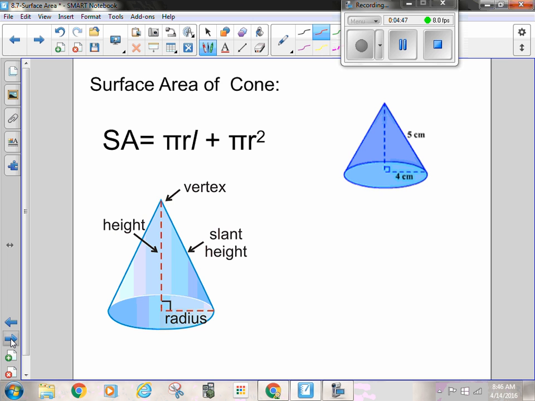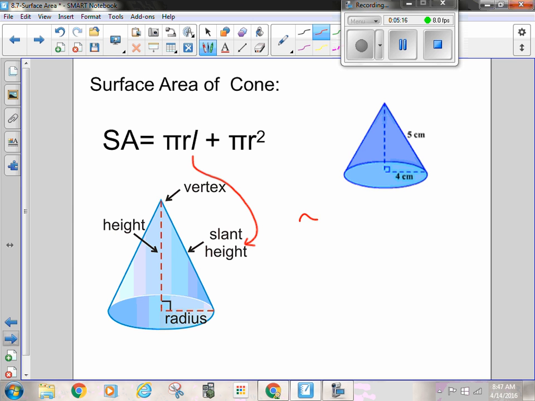Then surface area of a cone. This formula is on our MCA sheet. We haven't talked about it yet. It says surface area is pi times the radius times L. L is slant height, so we use that again here, plus pi r squared. Pi r squared, that's just our base area. So the first part, pi r L, is going to find the area of the top part of the cone.